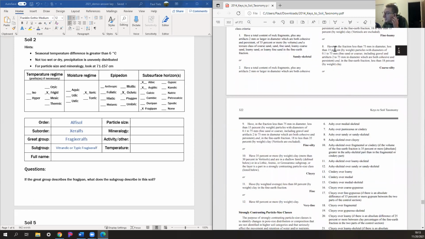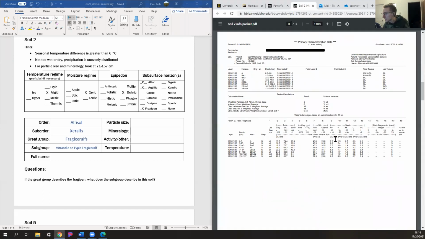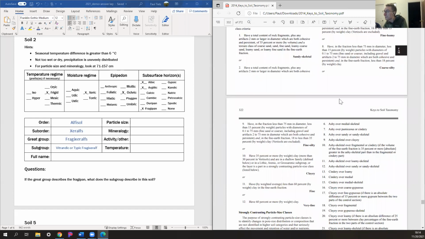Here's coarse silty, having the fraction less than 75 millimeters in diameter, less than 15% particles with diameters. Yes, that's us because we're less than 15% right there. And in the finer fraction, less than 18% clay. Let's check our clay percent from the section that we're looking at. Our percent clay is 22, 24, 30, and 29. So we're in the mid 20s, let's say. We're greater than 18. This definition is very similar, except it says 18 to less than 35% by weight clay. Fine silty. There we go. We fit our particle size class. I'm going to put fine silty down right there.